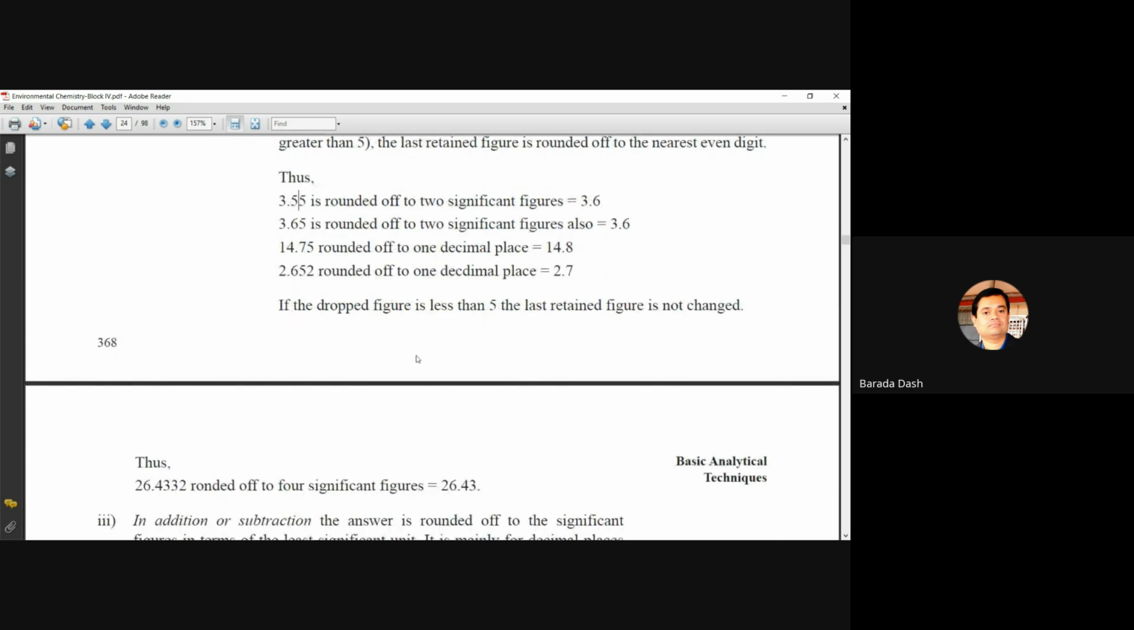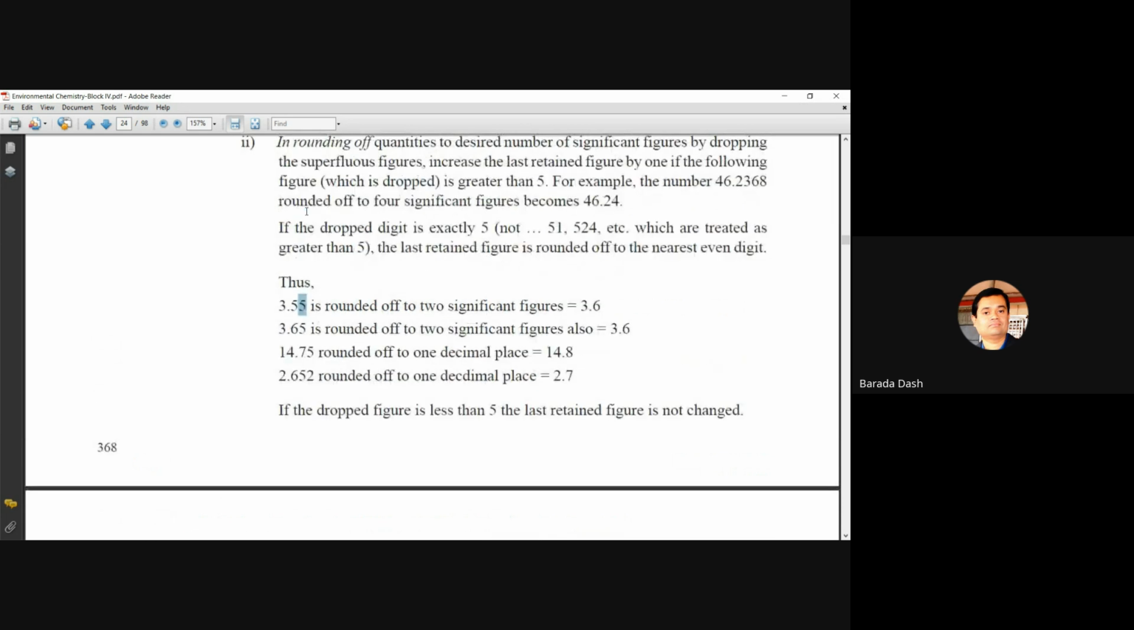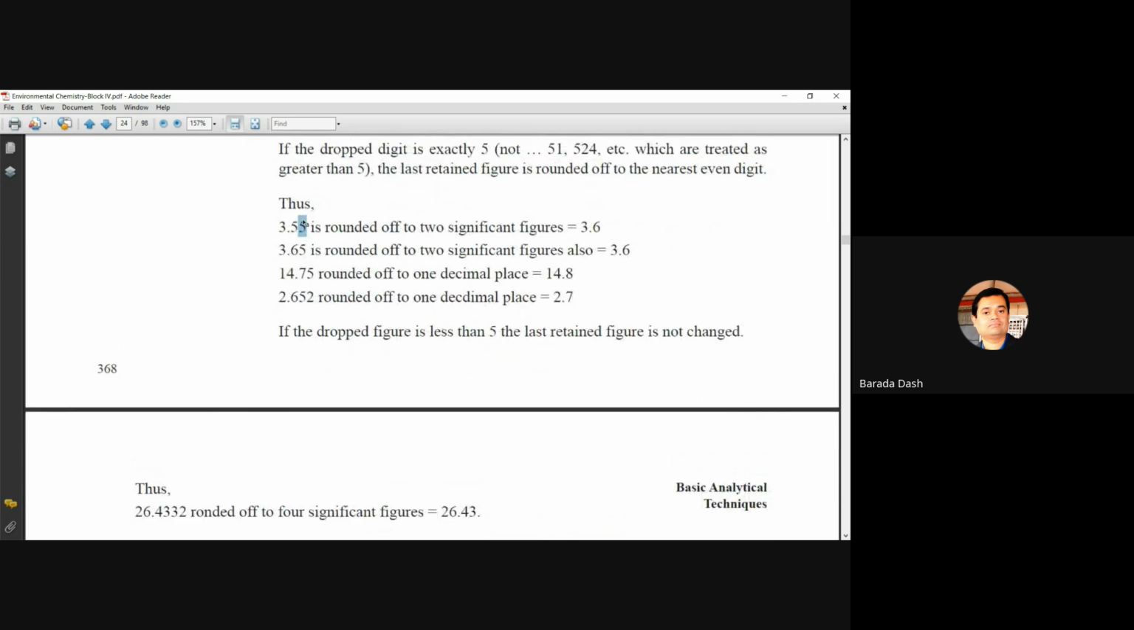If the dropped figure is less than 5, then the last retained figure is not changed. Basically, if the digit that you are going to omit or round off is greater than or equal to 5, then the previous digit will change.